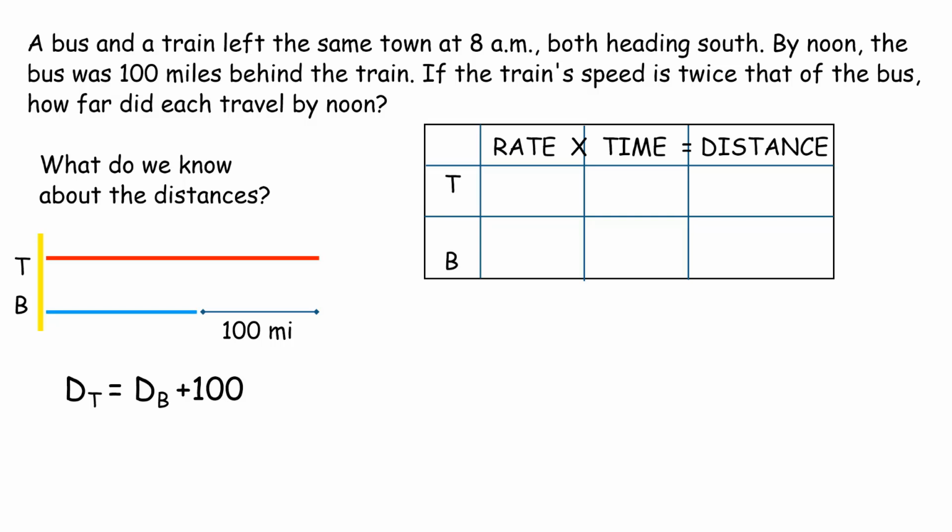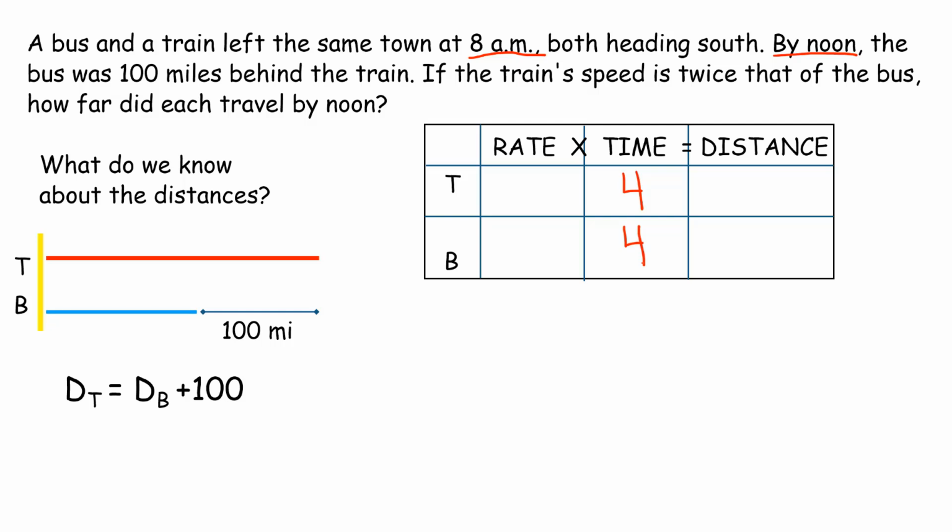So here we have a chart, we have a train, we have a bus. Let's read the problem and see what they tell us. They tell us that they left at the same time, 8 a.m., and by noon is what we're talking about. What's happening at noon? That's when the bus is 100 miles behind the train. So if we started at 8 a.m. and it's now noon, that's 4 hours. The length of time the train has been going is 4 hours. The length of time the bus has been going is 4 hours.